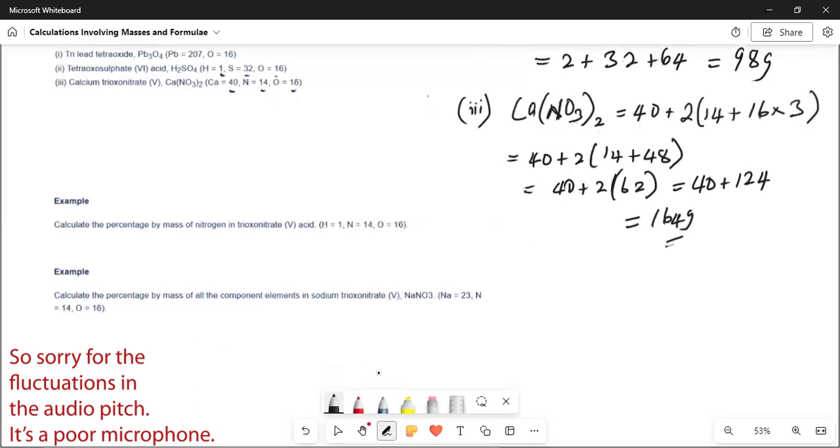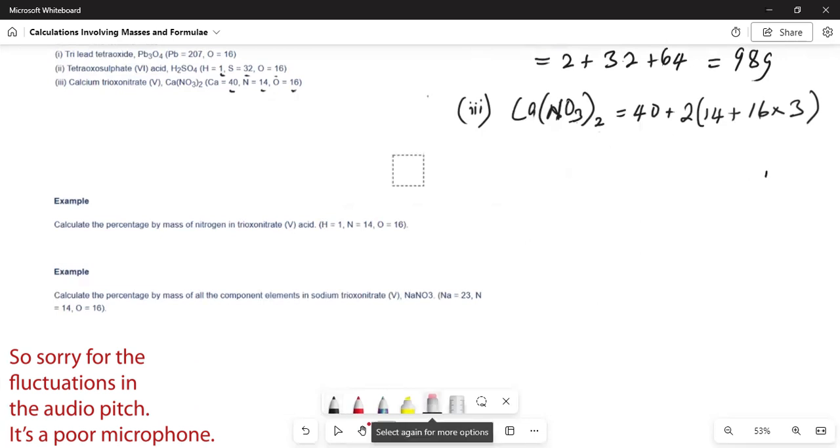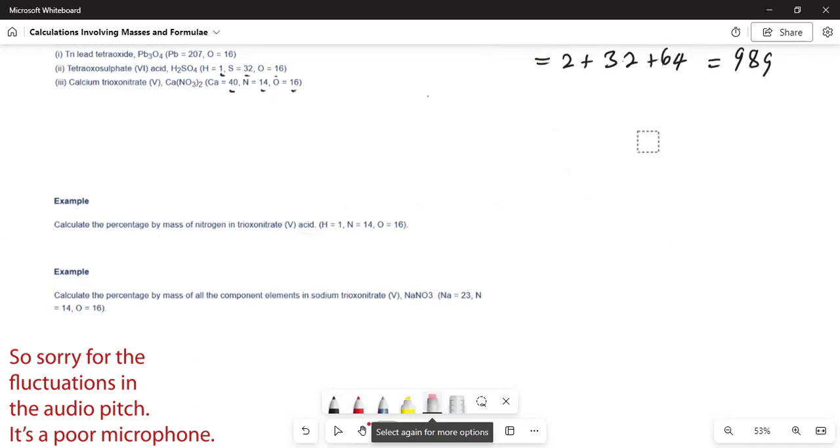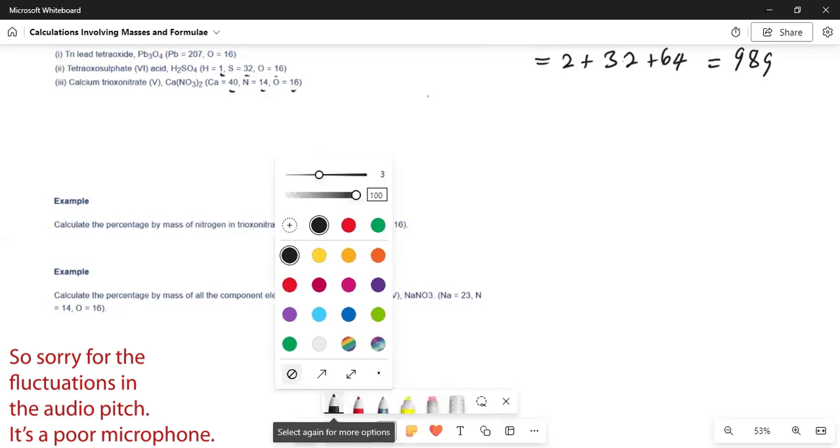The next one is to calculate the percentage by mass of nitrogen in trioxonitrate(V) acid. The percentage by mass of nitrogen. First of all, we need to get the molar mass of trioxonitrate(V) acid, get the mass of nitrogen within that molar mass, and then express it in percentage.